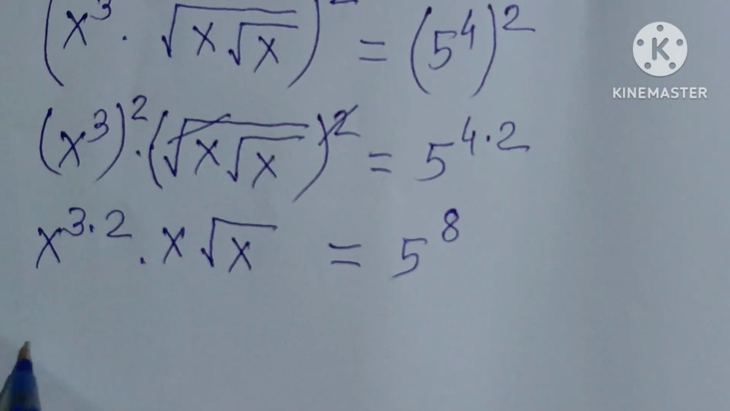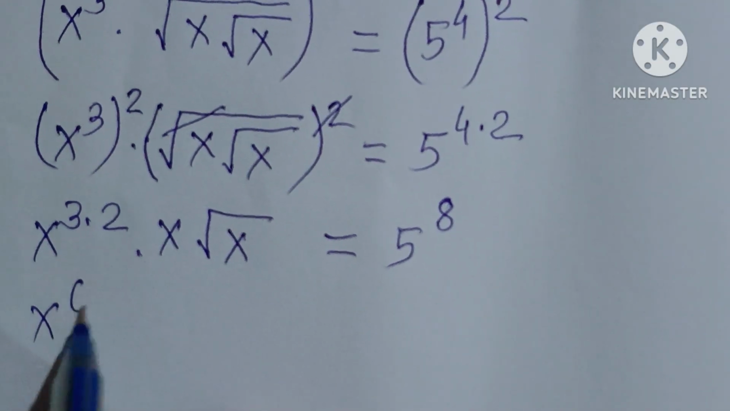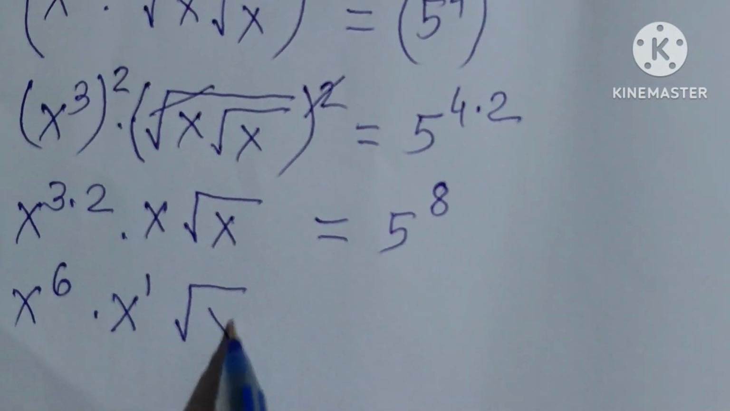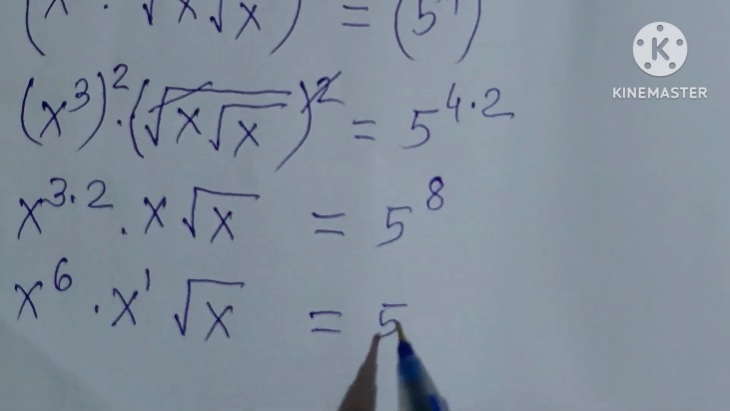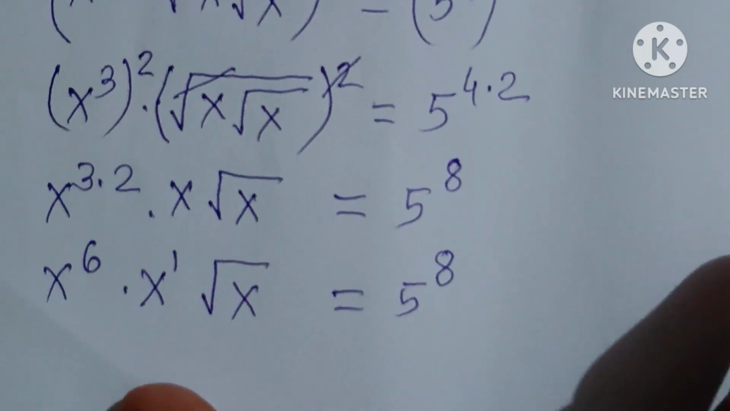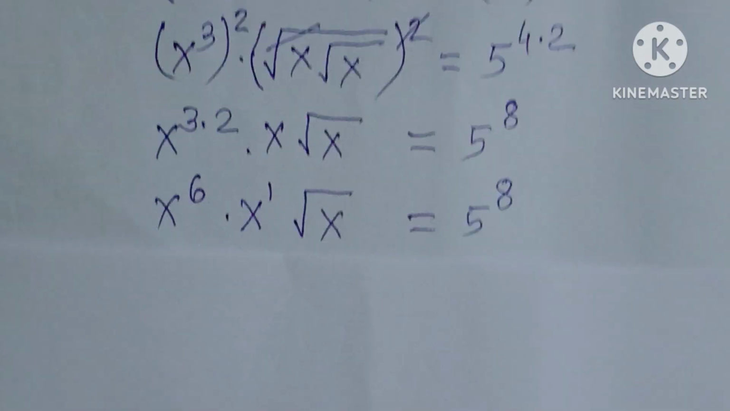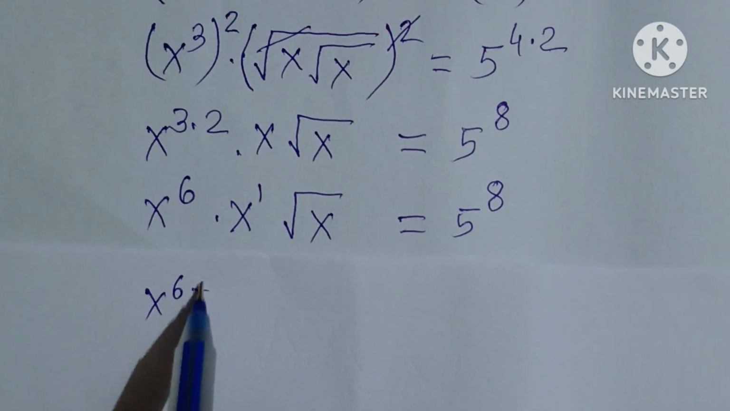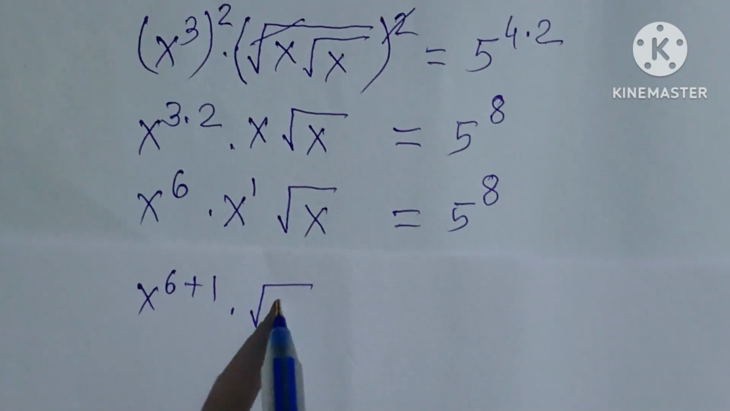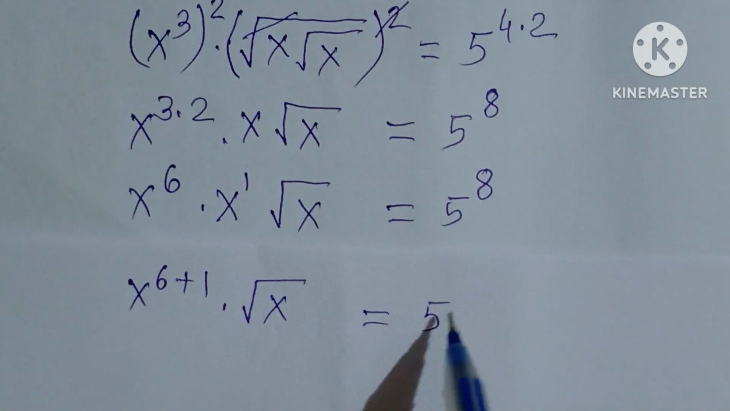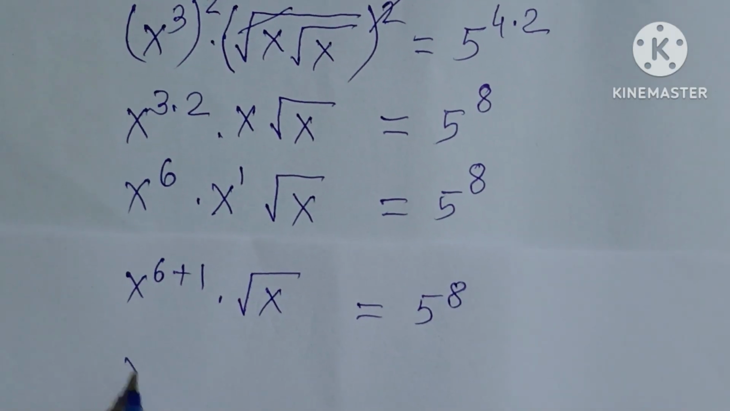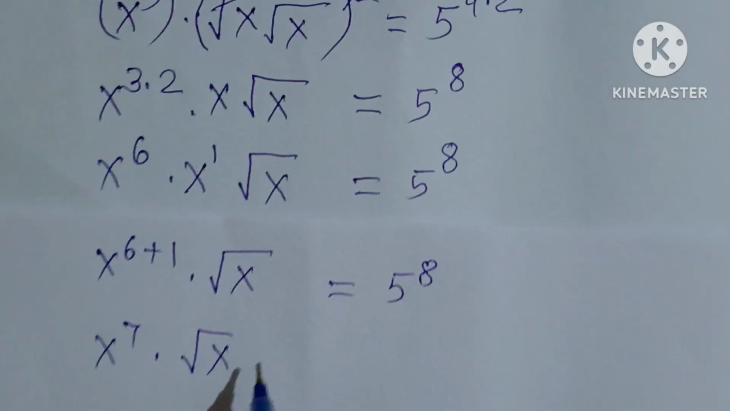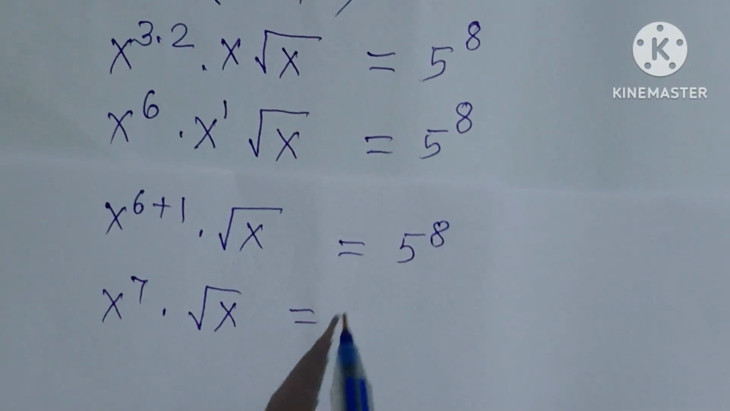Here 3 twos are 6, x raised to power 6 into x raised to power 1 under root x equal to 5 raised to power 8. Now see here x raised to power 6 plus 1, 7, into under root x equal to 5 raised to power 8.